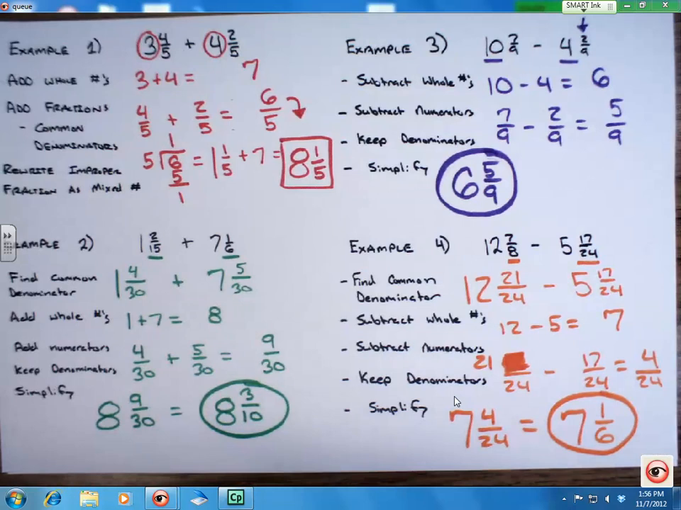Questions on that? Yes, sir? Okay. Yes, that's exactly what you would do if you end up with a numerator and denominator that are equal, like 7 over 7. That does equal 1, so you just add that to your whole number and you wouldn't necessarily have a fraction after that. Okay? That's correct. All right. Well, let's get to work.